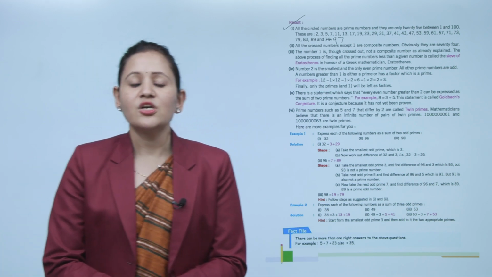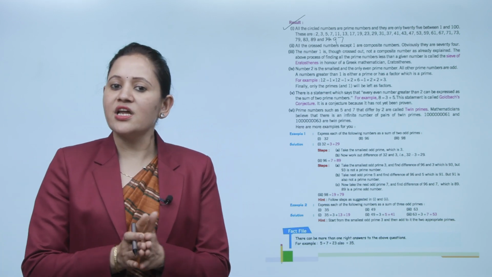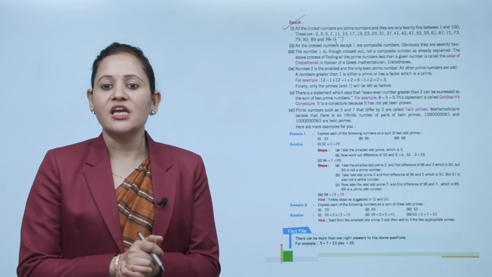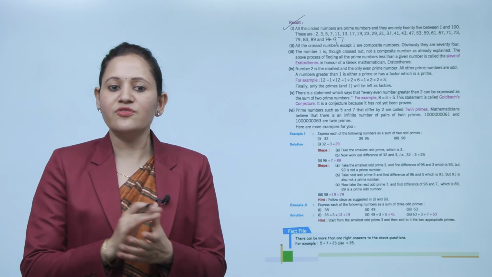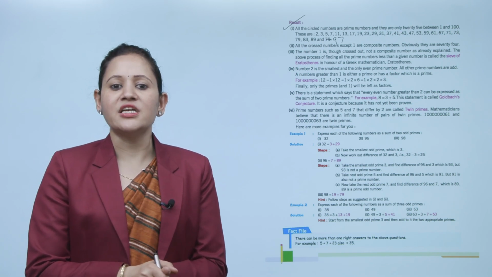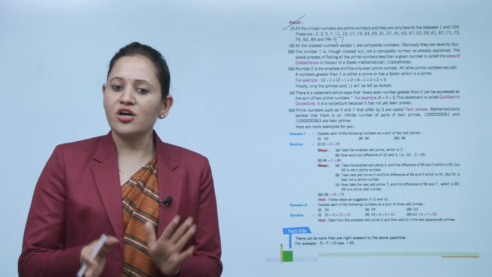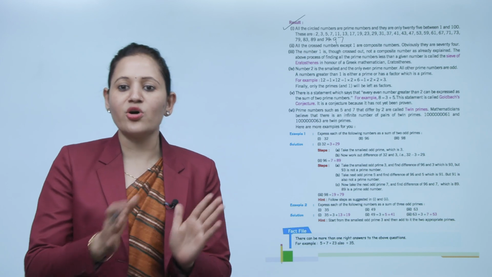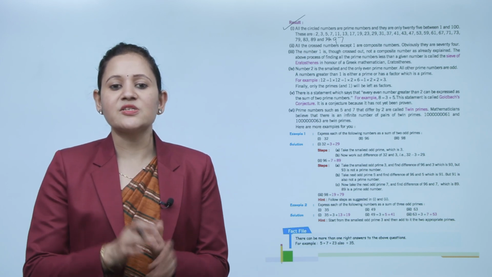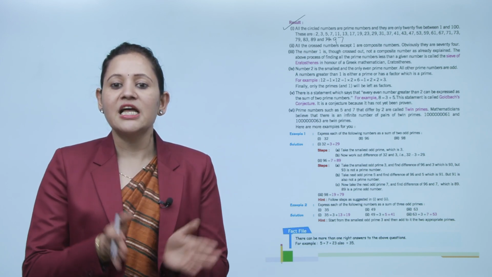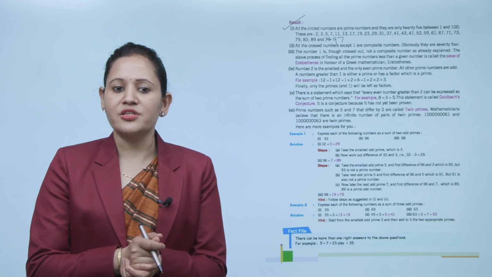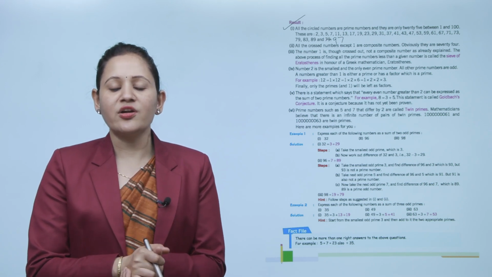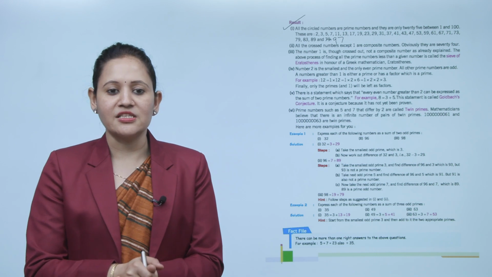So all the crossed numbers except 1 are composite numbers. Obviously, they are 74. The number 1 is, though crossed out, not a composite number, as already explained, because 1 is neither prime nor composite. The above process of finding all the prime numbers less than a given number is called the sieve of Eratosthenes, in honor of the Greek mathematician Eratosthenes.